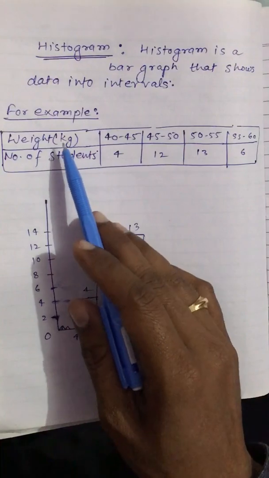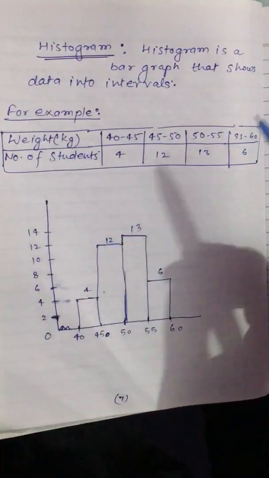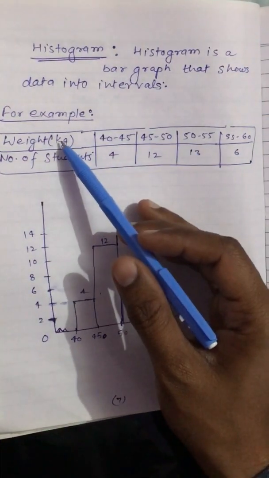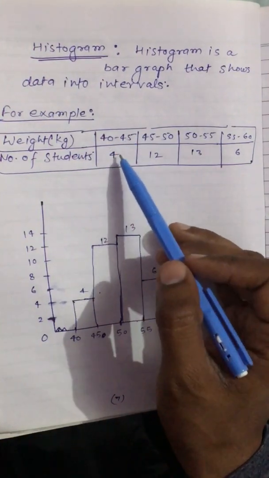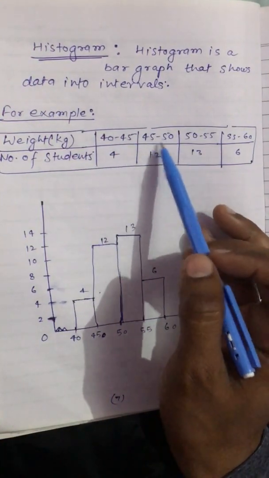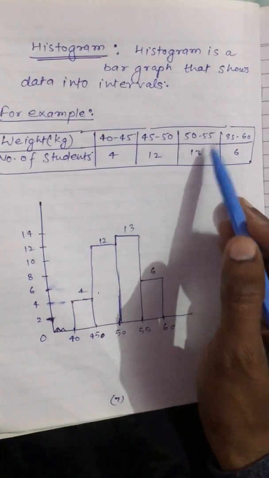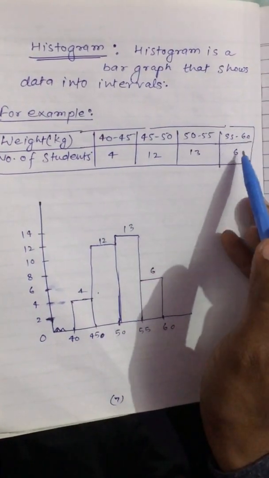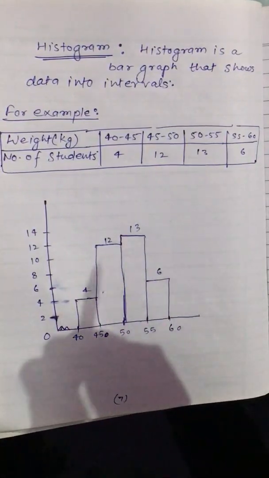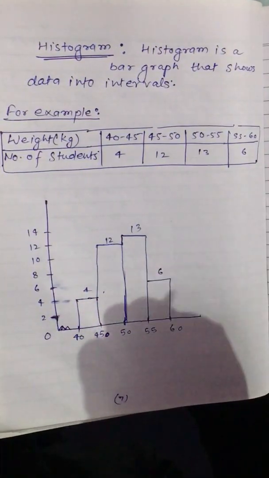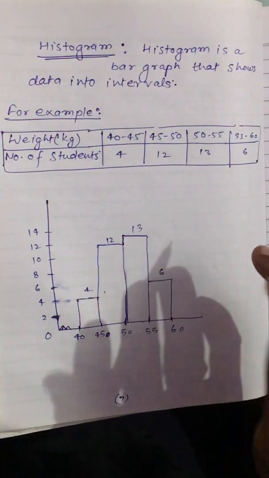Now look here, we are writing the weight of students, meaning students who have a weight from 40 to 45. How many students do we have? 4. 45 to 50, 12 students. 50 to 55, 13 students. 55 to 60 is 6 students. It means this is the table that represents the weight of 35 students.